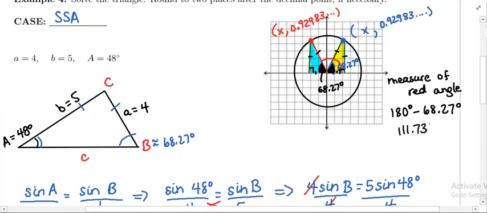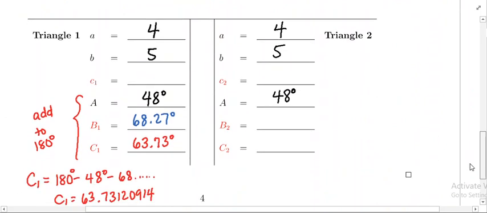Okay, as an approximation here, that's that red angle. So this is the potential for the other angle B in a second triangle. All right, so here I'm going to come down here. Starting to talk about a second triangle here.